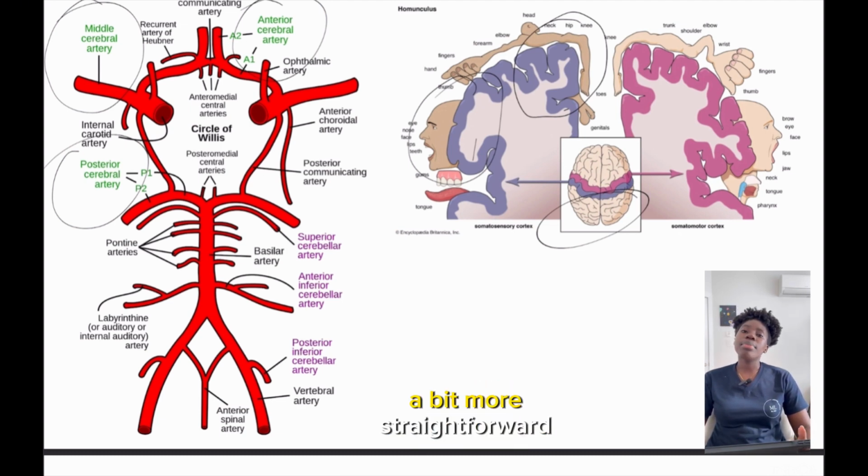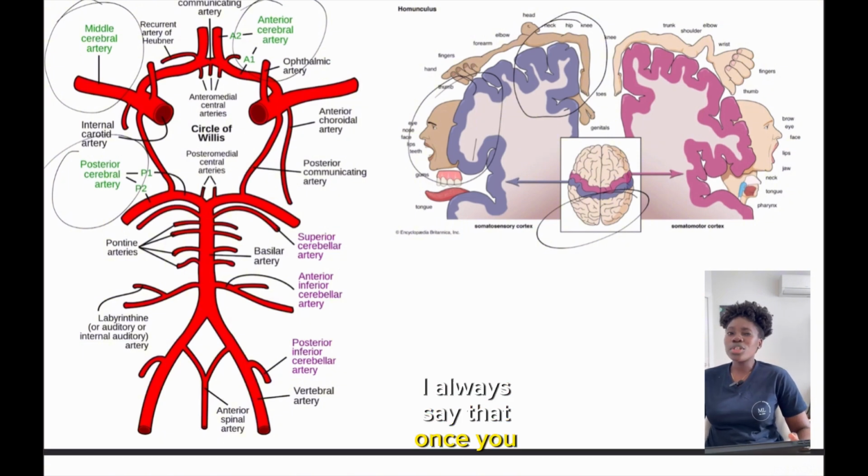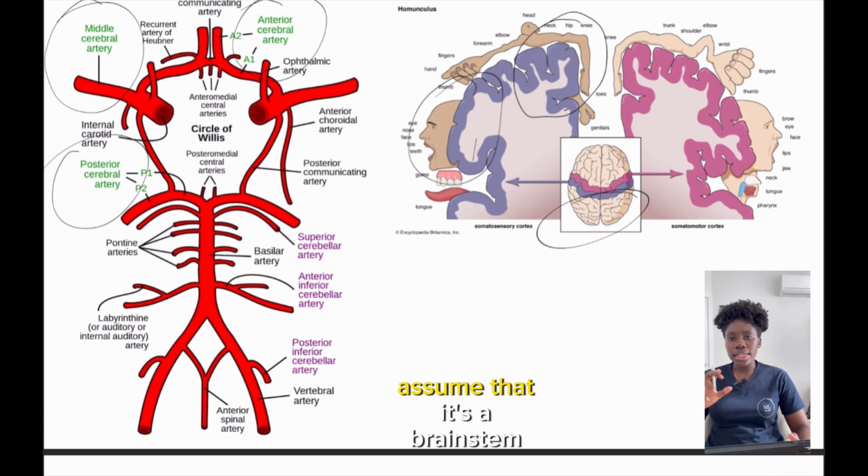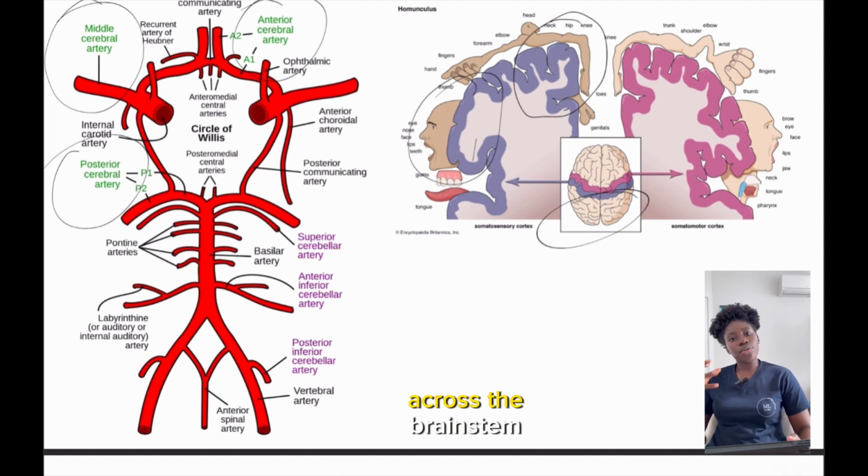For cortical strokes, they're a bit more straightforward. You have either weakness, paralysis, sensory loss, and that's usually it. As a principle, I always say that once you find one or two cranial nerve deficits, assume that it's a brainstem stroke. Something is happening in the brainstem. And that's because, as we will see later on, the cranial nerves are distributed across the brainstem.